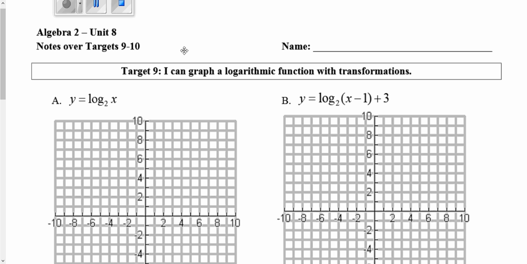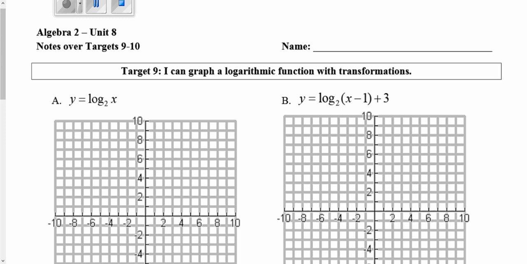Here are your notes for targets 9 and 10. Going through these targets, it's going to be very similar to when we graphed exponential functions, which, if you remember, is when we made two tables. One was the parent function table, and then we applied the transformations. We're going to be doing that again here, except we're going to add one table. So most of these problems are going to require us to create 3 tables.